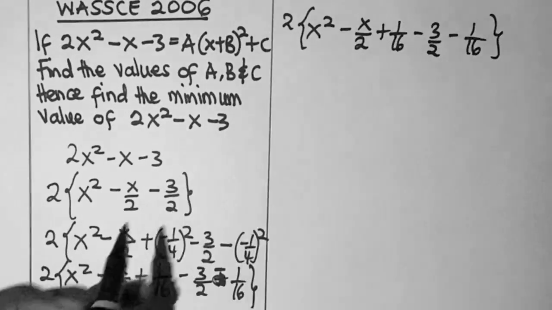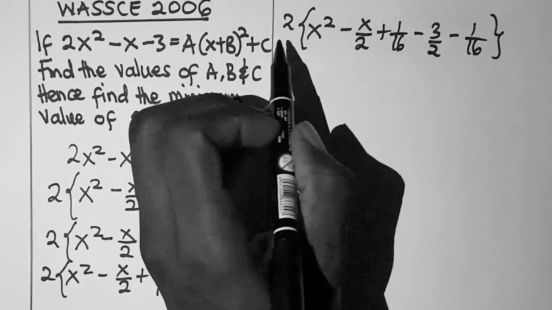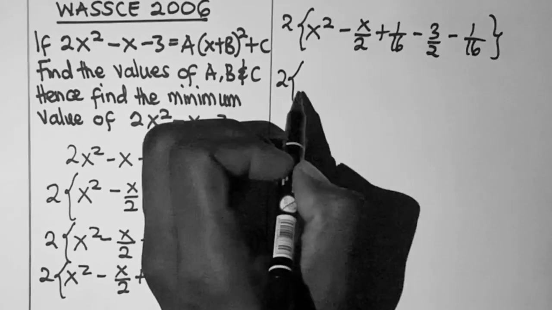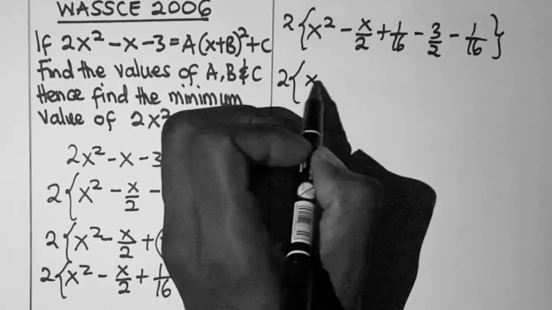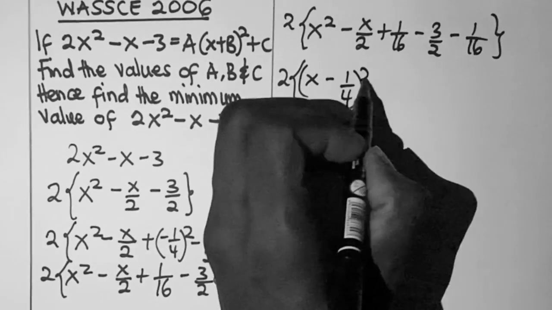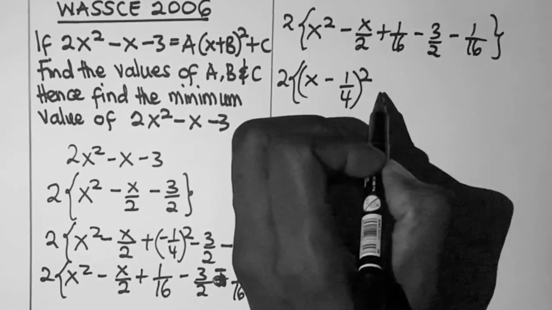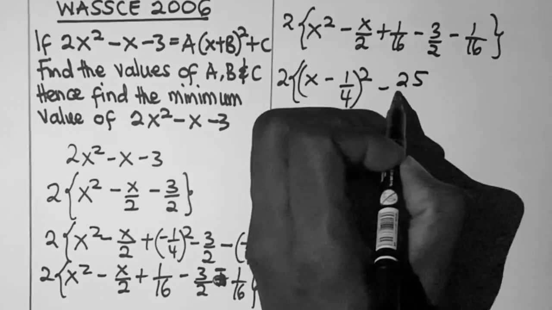So I've just written the equation. But now, all of this can be written as 2 times x minus 1 over 4 all squared. Then minus 3 over 2 minus 1 over 16 is minus 25 over 16.